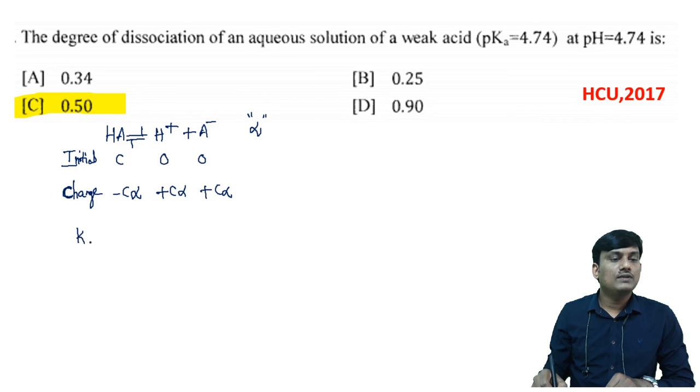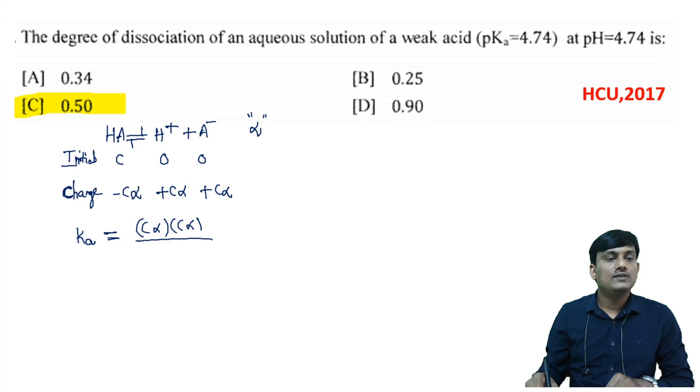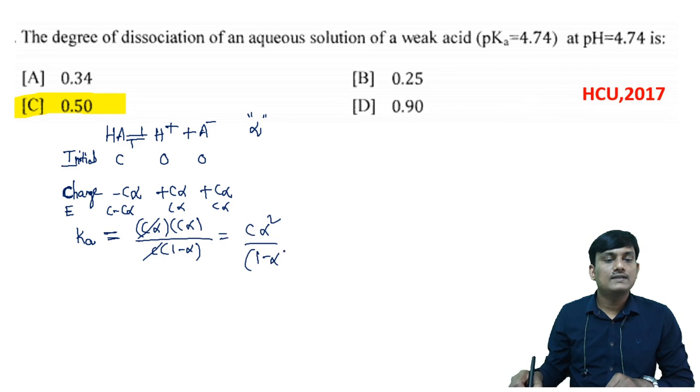So Ka, the dissociation constant, is equal to concentration of H plus, that is C alpha, into concentration of A minus, C alpha, divided by concentration of HA at equilibrium. Okay, at equilibrium you have C minus C alpha, this one is C alpha, this one is C alpha. So C minus C alpha can be written as C into 1 minus alpha. So here there is a cancellation of C terms. So finally you will get C alpha square by 1 minus alpha. This is the Ka.